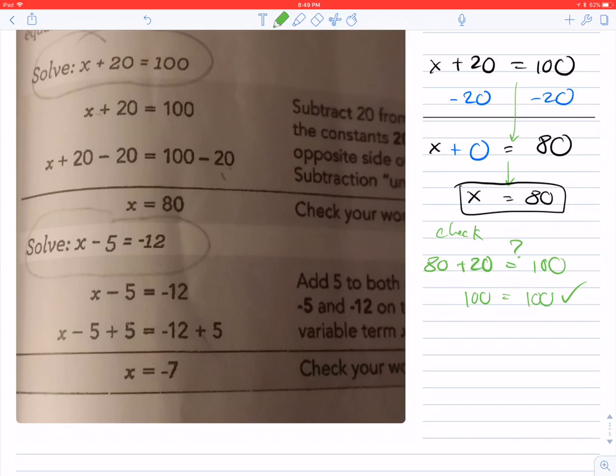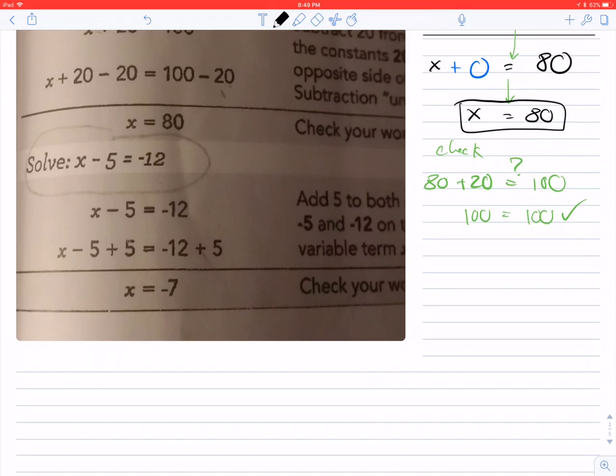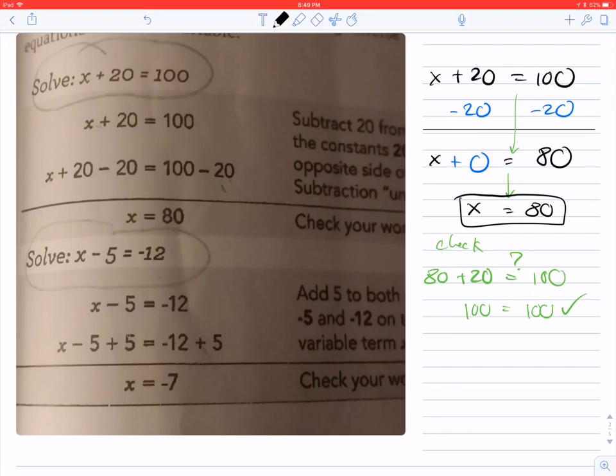So we have some, let's do another one. We have this one here. Okay. So we got x equals 80. And basically what you see there in the black and the blue and the green, that's what I would put on an exam if I said solve for x plus 20 equals 100. That black, blue, and green is what I would do there. Okay, let's do another one.